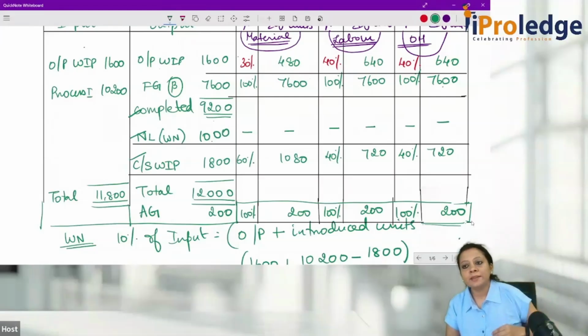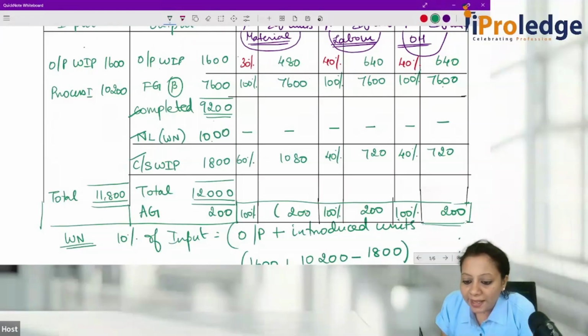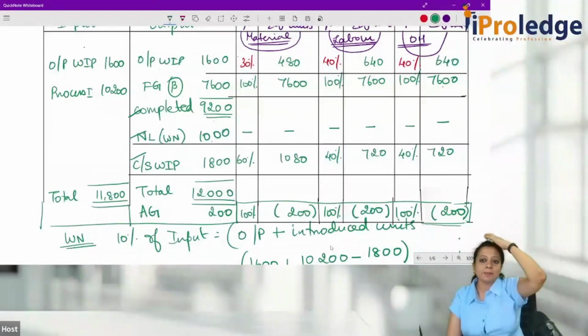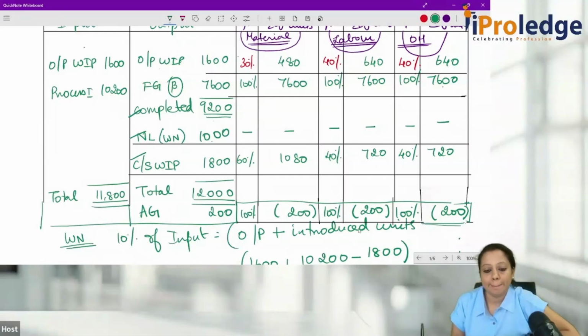So we can do it in two ways. What we did in class, that one I'm saying, abnormal gain, we will subtract. Remember everyone? Yes, abnormal gain, we will subtract. Then we will calculate. So 480 plus 7,600 plus 1080 minus 200. Why we will subtract also, I will tell you. Most of you know it, but I will tell you.